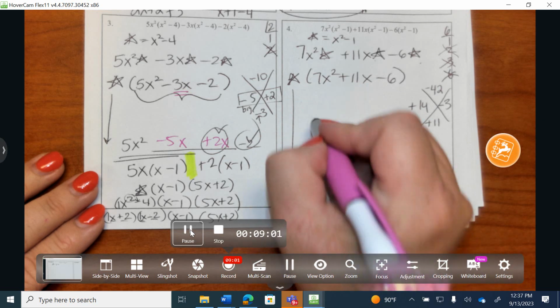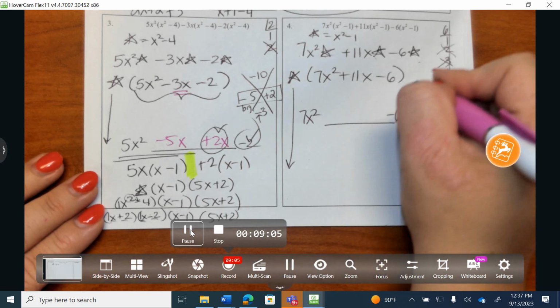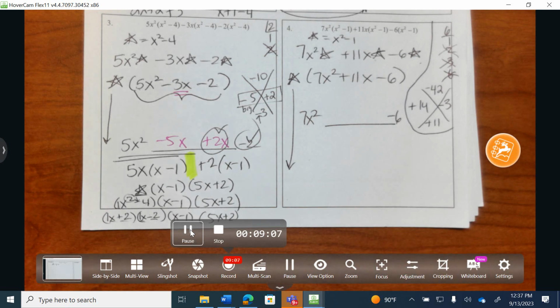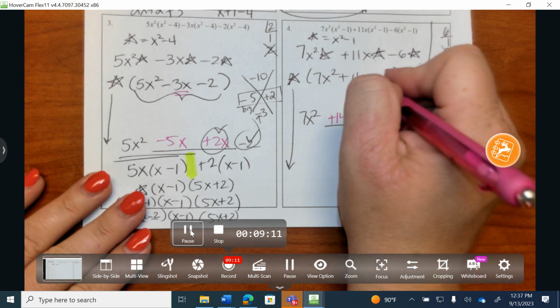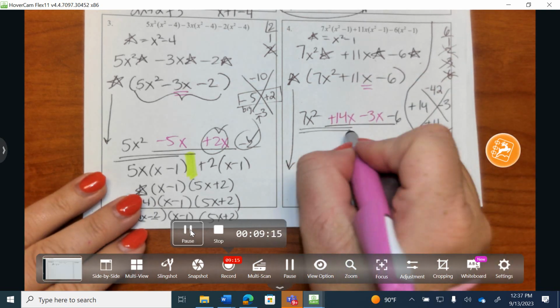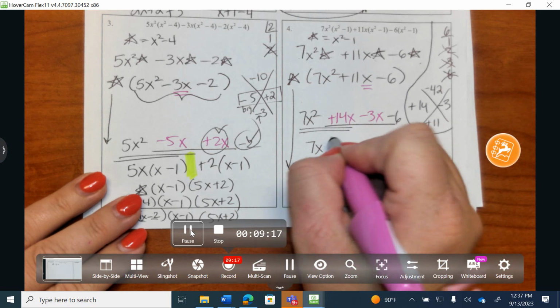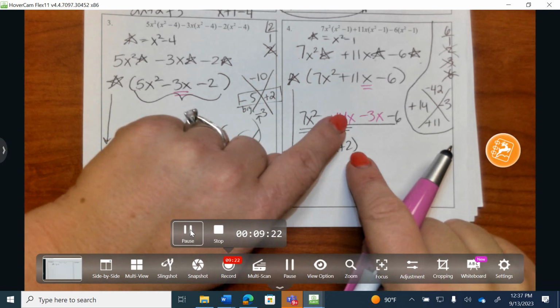So forget about the star to the end. I have 7x squared minus 6. In this open spot, I'm going to put the positive 14, the negative 3, and I have to come up here to see I have to attach an x. Now the first two I can factor out a 7x, and I'm left with x plus 2. I'm rushing here. I want to make sure I don't make a mistake.